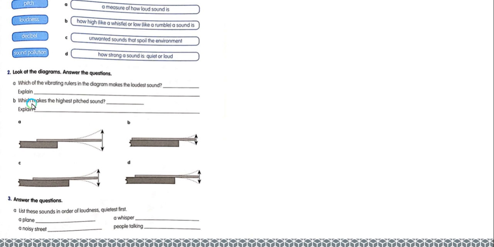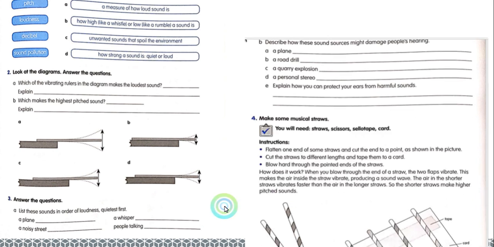All this has been explained in the textbook. So which one makes the loudest noise? You explain. Which makes the highest pitch? You explain. Number 3: you list these sounds in order of loudness, quietest first. So the one that is most quiet: a plane, a noisy street, a whisper, or people talking. The first one is going to be the most quiet of them all, and the last one is going to be the noisiest. It's just arranging them in order of quietest.